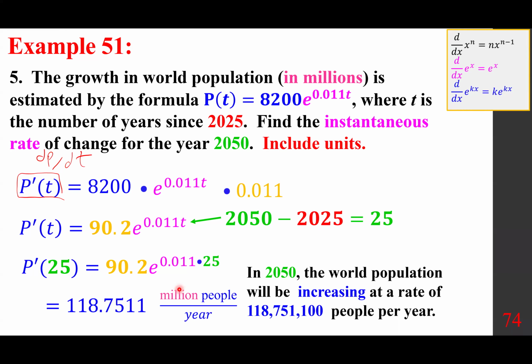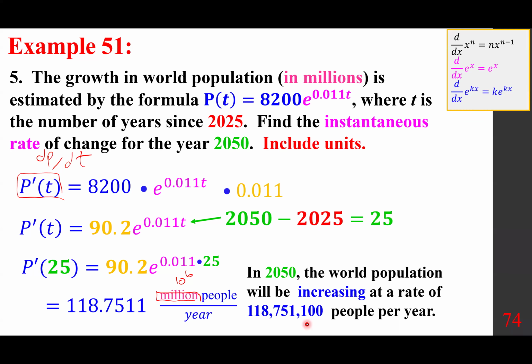Now, please understand, million has 6 zeros. So that means 10 to the power of 6. Let me just remind you. This means 10 to the power of 6, right? Or 1 with 6 zeros. So you move the decimal how many places? 6 places to the right, and you get 118,751,100 people per year. And we're done with that.